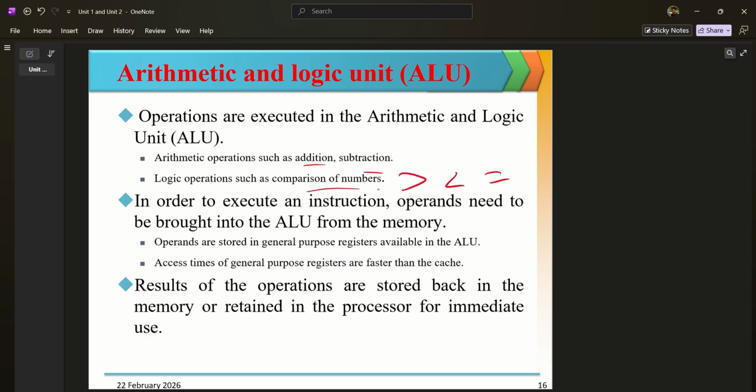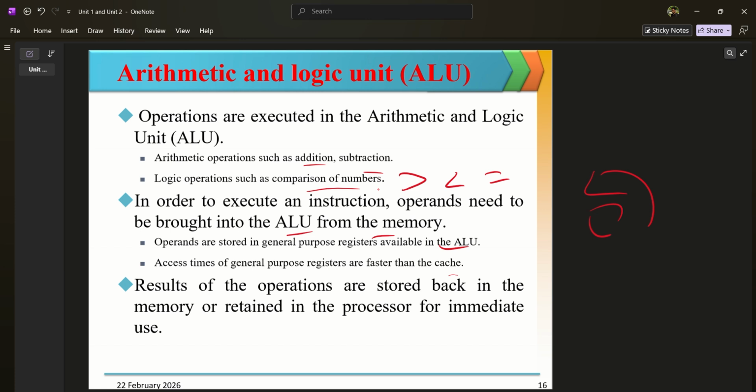In order to execute an instruction, operands need to be brought into the ALU from the memory. Obviously, in order to perform the instruction on the data, we need to bring the operands from the memory to the ALU. Operands are stored in general purpose registers available in the ALU. Access time of general purpose registers is faster than the cache. Obviously, registers are present directly inside the arithmetic and logic unit itself, so they are even faster than the cache.